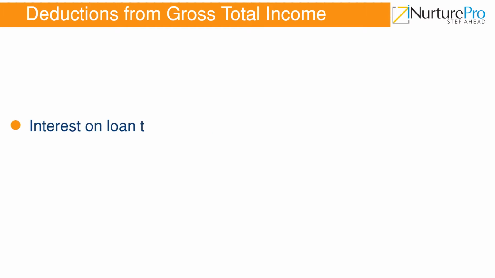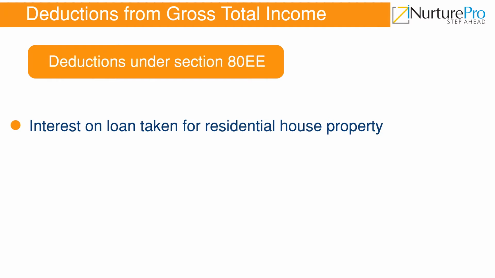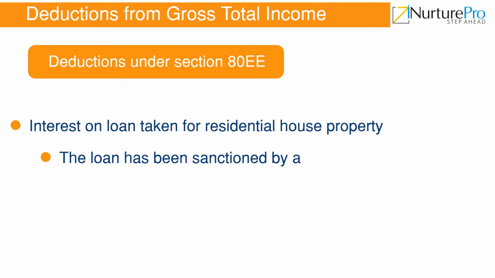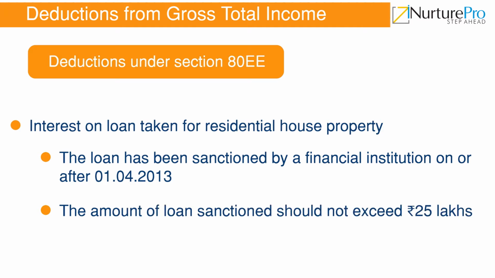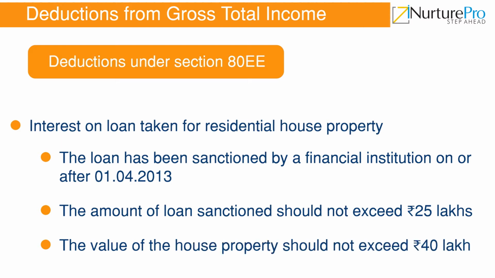Interest on loan taken for residential house property. Section 80EE. Any interest paid for housing loan is allowed for deduction subject to certain conditions, including the loan has been sanctioned by a financial institution on or after 1st April 2013. The amount of loan sanctioned should not exceed rupees 25 lakhs. The value of the property should not exceed rupees 40 lakhs.